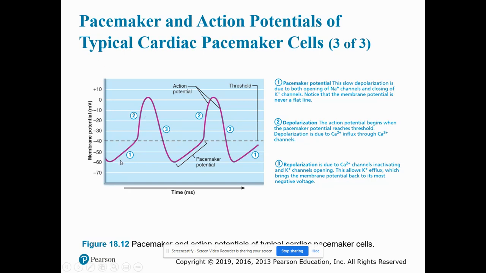So, cursor, here we go. We have pacemaker potential here. Potassium channels are closed, but sodium channels are open, and this is going to lead to an increase in membrane potential. Then it's going to get up to threshold, which is about minus 40 millivolts. And at threshold, the calcium channels are going to open, leading to an influx of calcium.